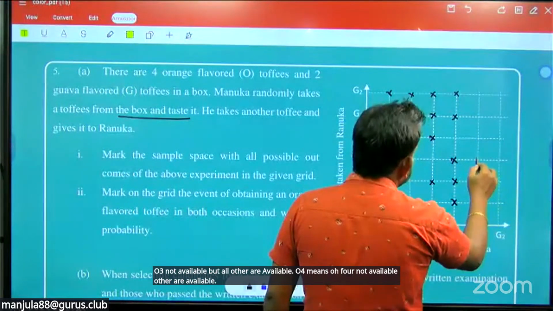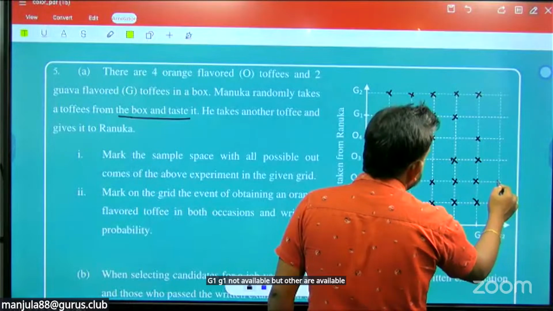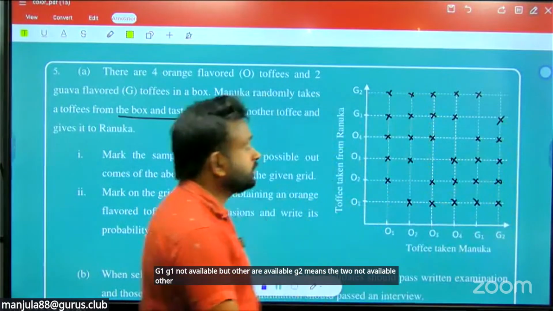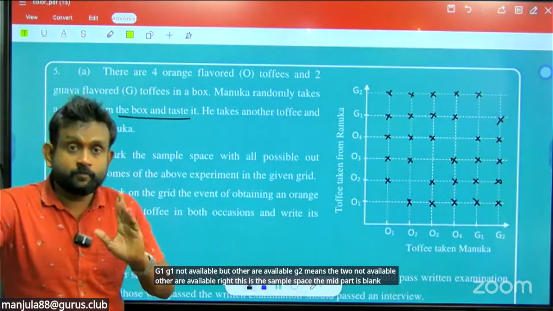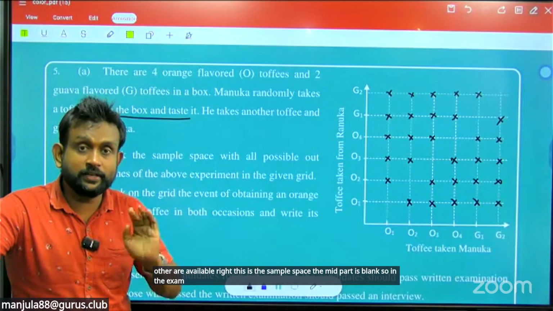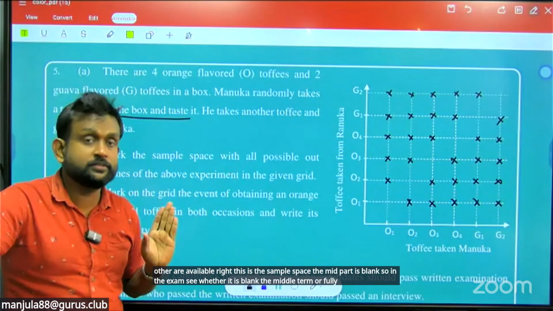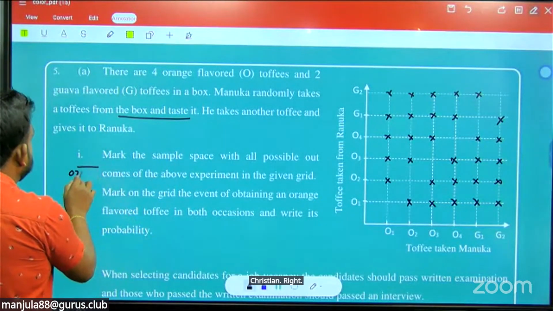G1 not available, but others are available. G2 means two not available, others are available, right? This is the sample space, the middle part is blank. So in the exam, see whether the middle term is blank or it is fully complete. That's the major part of this question. For that part, you have 2 marks.